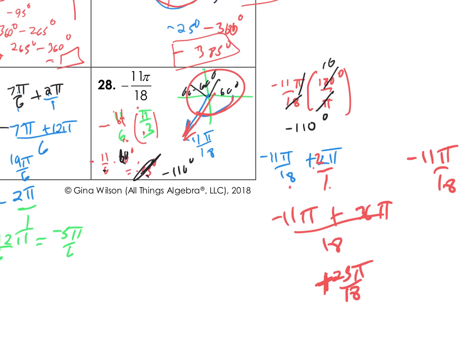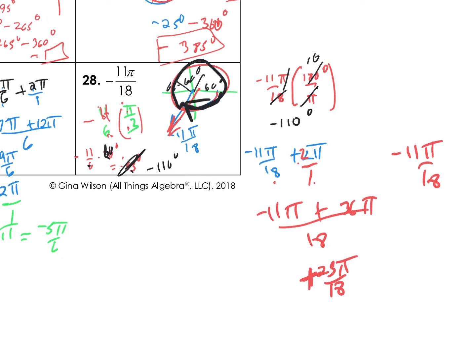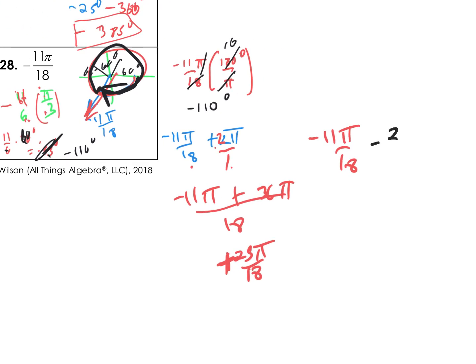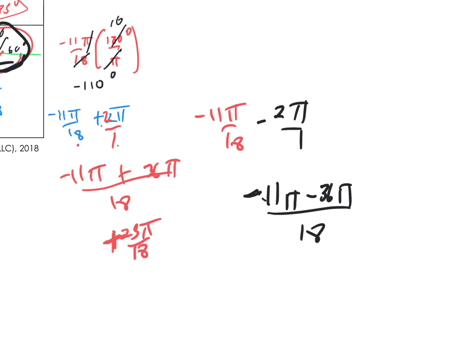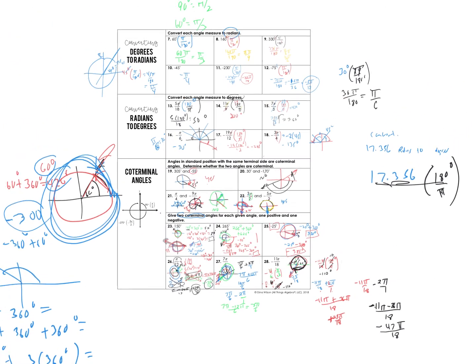I will go the other way around. In other words, I went negative 11 pi over 18. I will keep going negative one more whole circle. That meant negative 11 pi over 18 minus 2 pi over 1. That gives me, again, negative 11 pi, but this time minus 36 pi over the 18. Now they're both negative, so it stays negative. Negative 47 pi all over 18. I don't think it reduces. Okay, well, there the whole thing is.